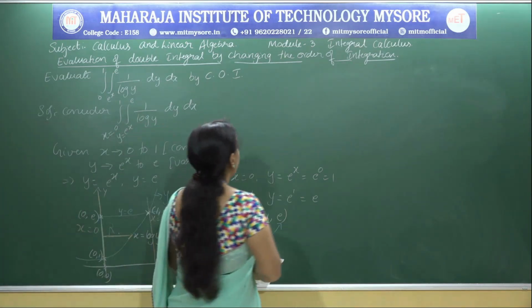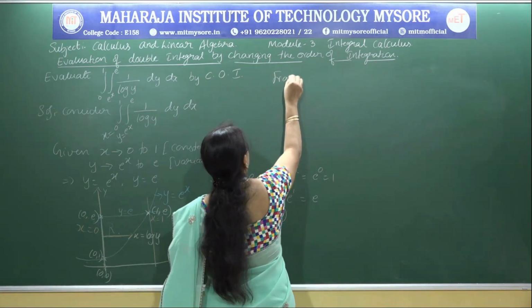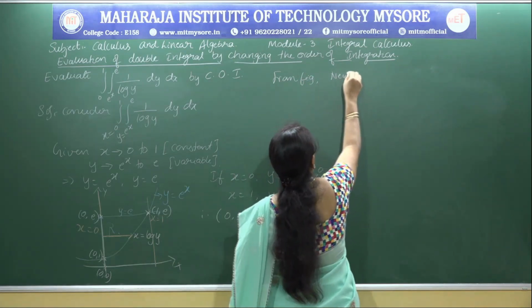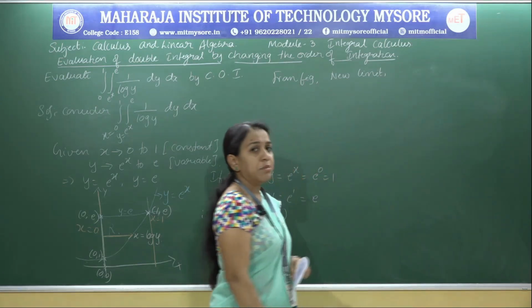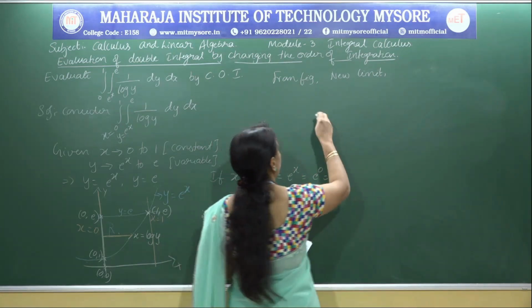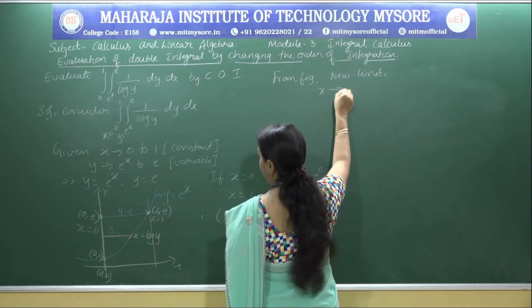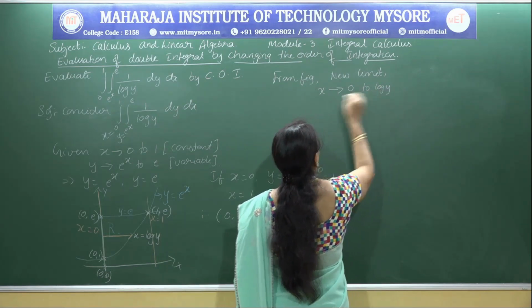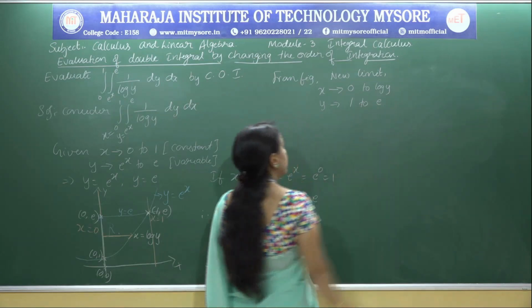Therefore, from the figure, the new limits are: by changing the order and representing the curve, we get the new limits, with x as the variable limit. X varies from 0 to log y and y varies from 1 to e.